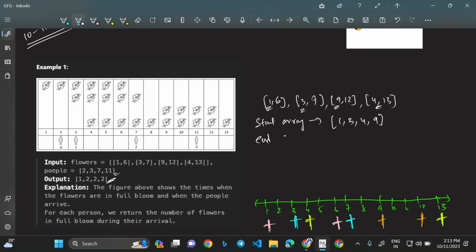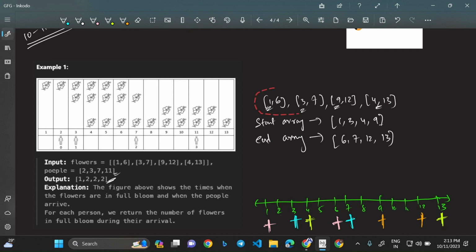And then the end array. The end array is the ending time. It has the end times of all the flowers, the completion of the blooming states. So you need to sort this as well: 6, 7, 12, 13. All right, 6, 7, 12, 13. So this is the thing.